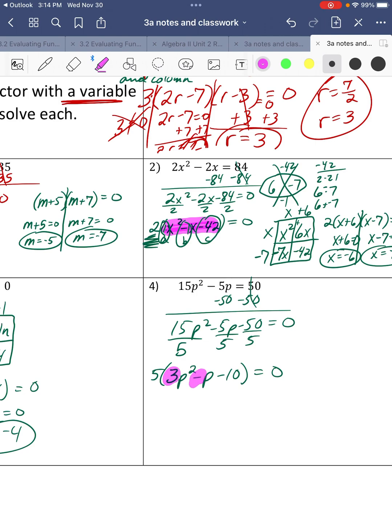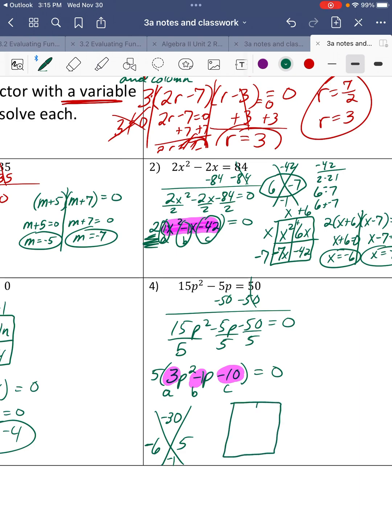My a is 3, my b is negative 1, and my c is negative 10. So a, b, c. I'm going to do a times c, which is negative 30, and then what adds up to negative 1. The two numbers that multiply to 30 have to be 1 away if it's going to be negative 1, so it's 6 and 5. Where do I have to put the negative to make it add up to negative 1? I have to put it on the 6.